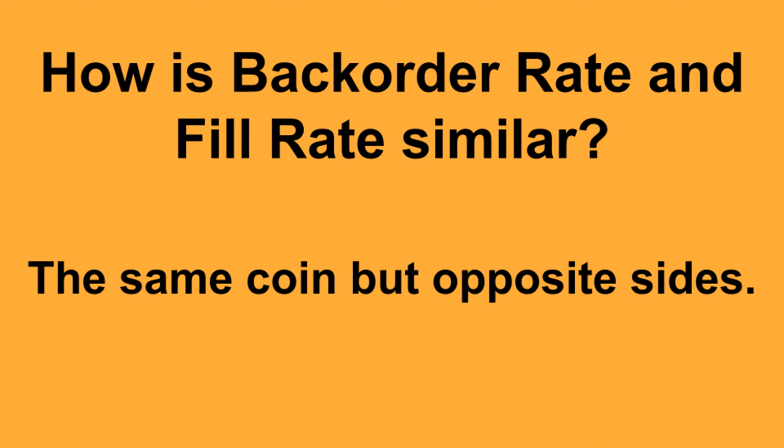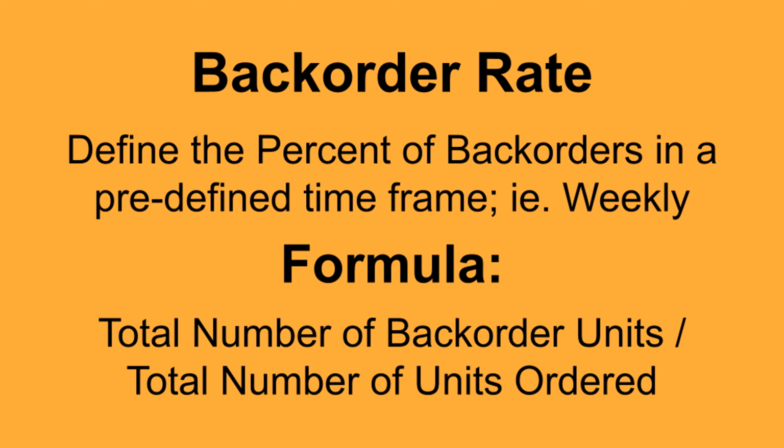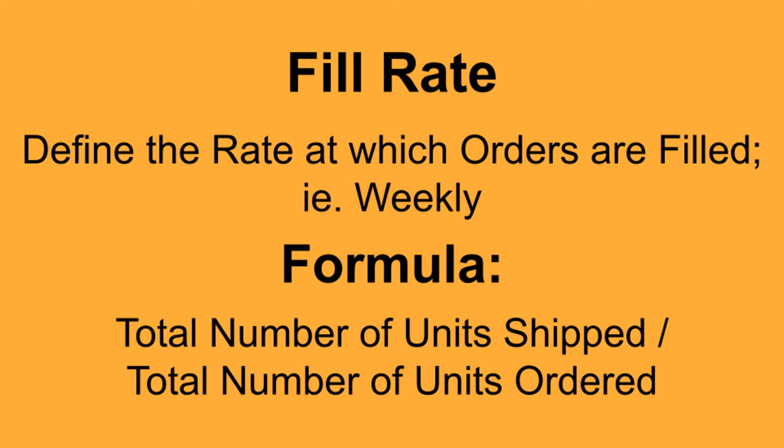Okay, so how is backorder rate and fill rate similar? They are both the same coin, just opposite sides. Your backorder rate is taking the total number of backorder units and dividing it by total number of units ordered. It could be units, it could be cases, it could be line items, but commonly you're going to use units. Fill rate is the positive side of backorder rate. You're defining the rate of accomplishments. So total number of units shipped divided by total number of units ordered.